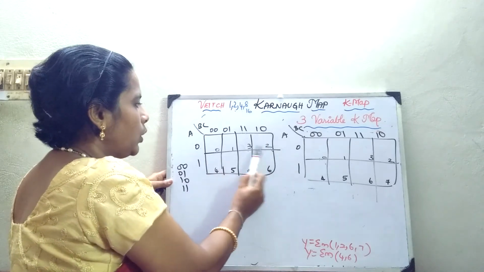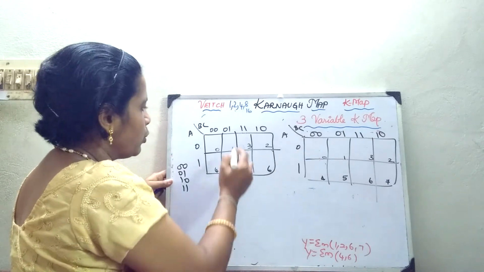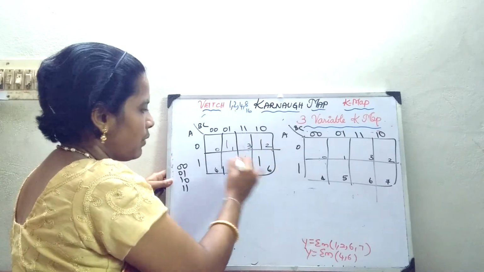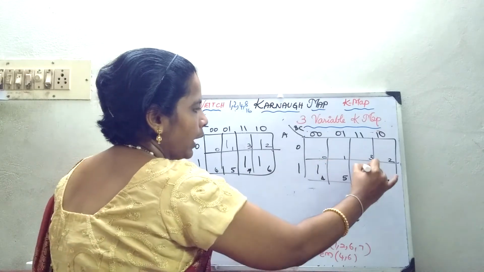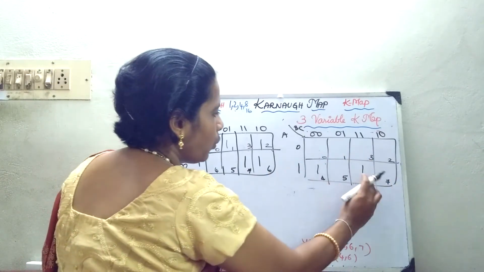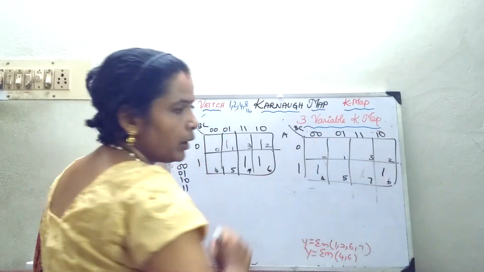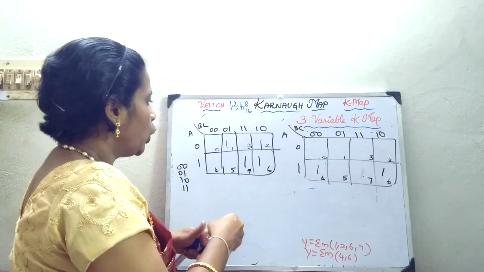So in this way we have to fill it: 0 1 2 3 4 5 6 7. Now we will fill the values 1 2 6 and 7. Next is 4 and 6. Or else, it is 4 5 6 and 7. So now we will go in for the grouping.